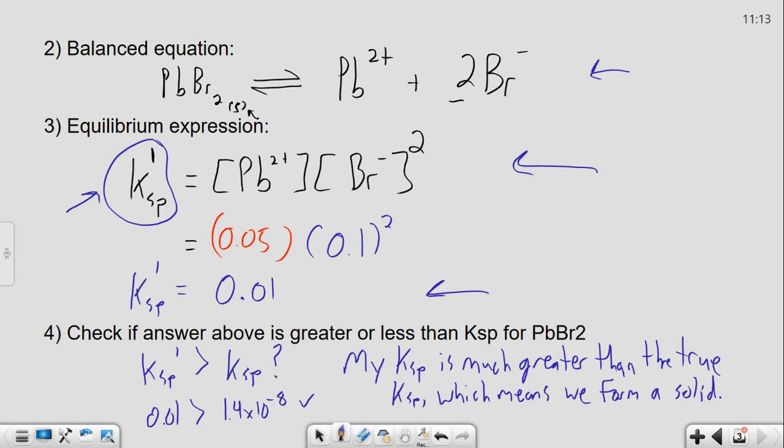Is your KSP prime bigger than the true KSP, the one that's given to you in the question, or you'd probably have to look it up out of a book or something somewhere. So how do they compare? If your KSP prime is bigger, if it's greater, then you have a solid. If your KSP prime is less than that, then you would not have a solid form. It would all dissolve. And that's it. That's all there is to it. So it's a little bit of stoichiometry up front, but if you get through that, actually figuring out if it dissolves or not is pretty straightforward.